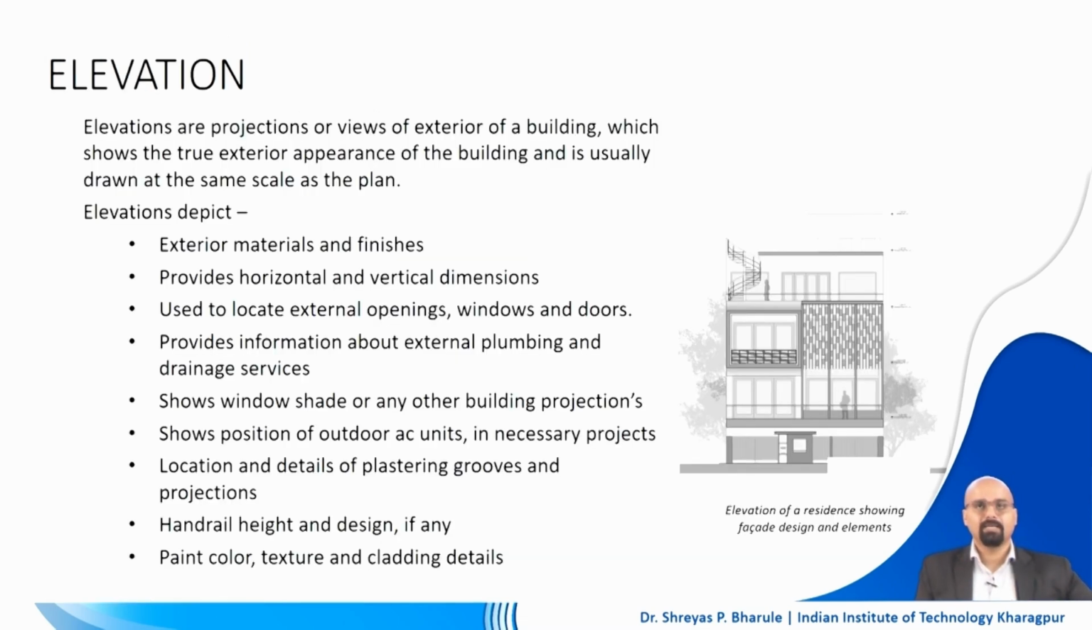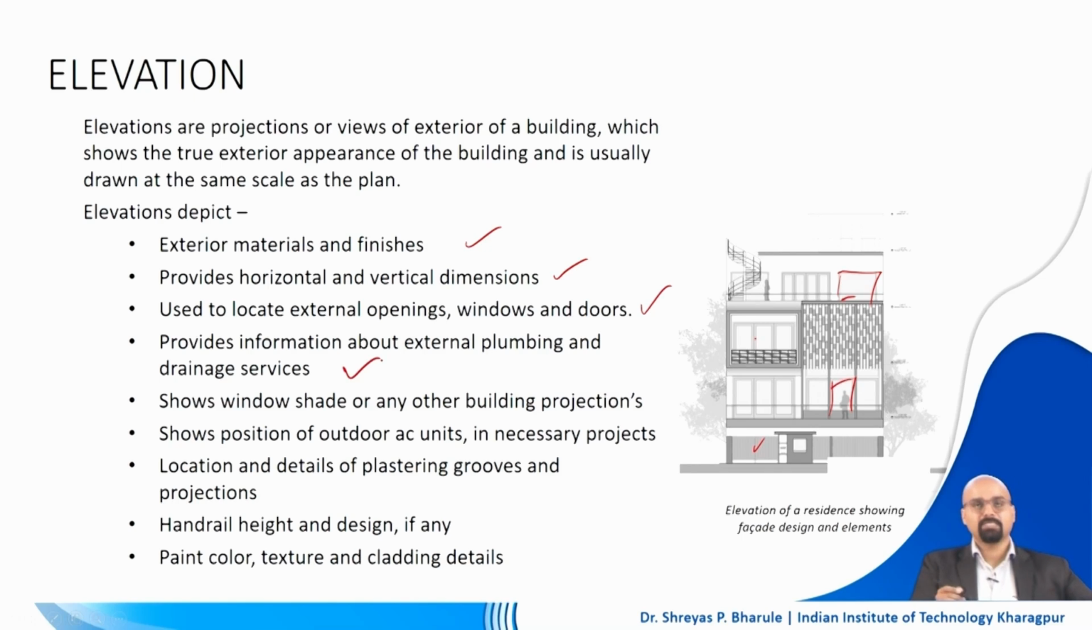Then we have the elevation. So in elevations we see your exterior material finishes. So it is basically a perpendicular view of how a particular side of a building will look like. So there you have to mention the exterior material and finishes, what kind of material will be here. You need to mention the horizontal and vertical dimensions of the building. You also need to locate the windows, the wall openings like the gates, like the windows here, like the doors here, the shutter doors here and things like that, right. So all of these things are to be mentioned.